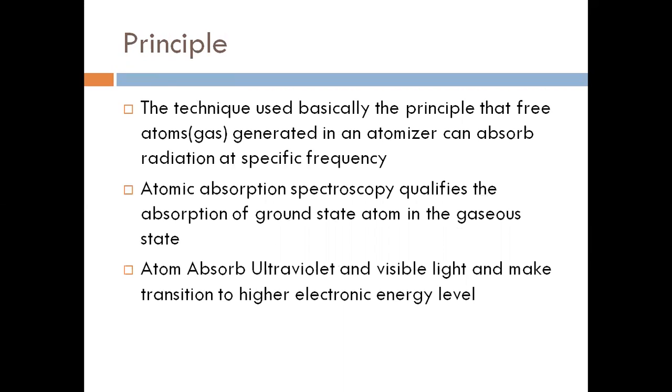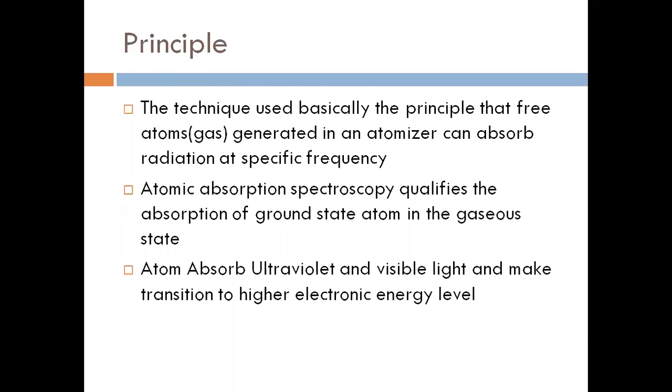Electromagnetic radiation is a form of energy described by classical physics as a wave made of mutually perpendicular fluctuating electric and magnetic fields that propagate at a constant speed. It is characterized by a wavelength lambda, frequency f, and the speed of light is c. So the basic principle is that atoms generated in an atomizer can absorb radiation at specific frequency. Atomic absorption spectroscopy quantifies the absorption of a ground state atom in the gaseous state.